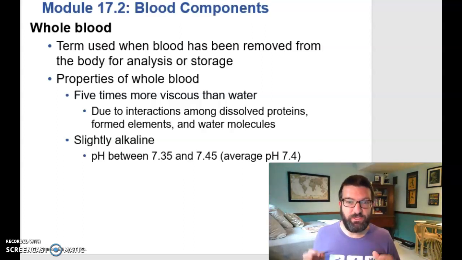Whole blood is slightly alkaline, right? If neutral is exactly 7, blood is about 7.4, and it maintains a very tight pH range between 7.35 and 7.45. And it's 5 times more viscous, meaning thicker in terms of slower flow, than water is. And that viscosity is due to the stuff in it. So those are the formed elements like cells and cell fragments, and also proteins.